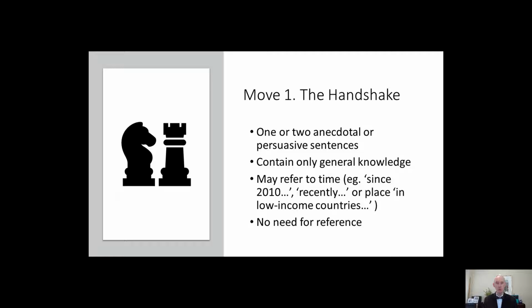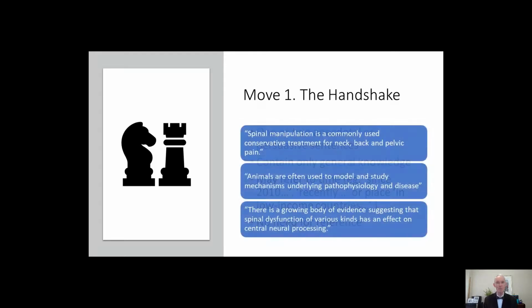Okay, now let's look at those 3 moves in a little more detail. Move 1, the handshake, consists of 1 or 2 persuasive or anecdotal sentences. Because we're talking about what is known now, the present tense predominates. Furthermore, there's frequent use of what linguists call locative and temporal adverbials. That means we talk about location and time to sort of contextualize the paper. Here are some real examples from articles that you may be familiar with. In the original articles, none of these statements was referenced because within the general field of study, these statements present, well, what's basically common knowledge.